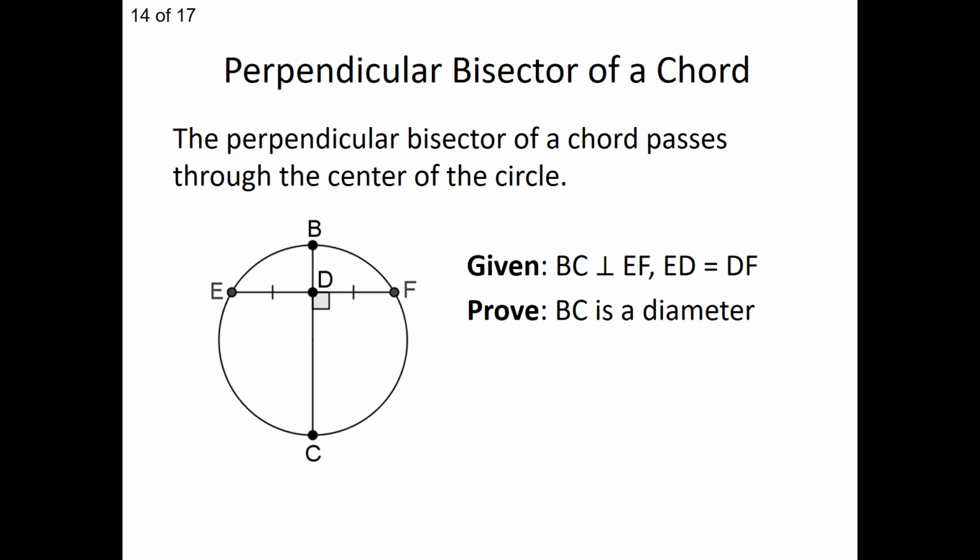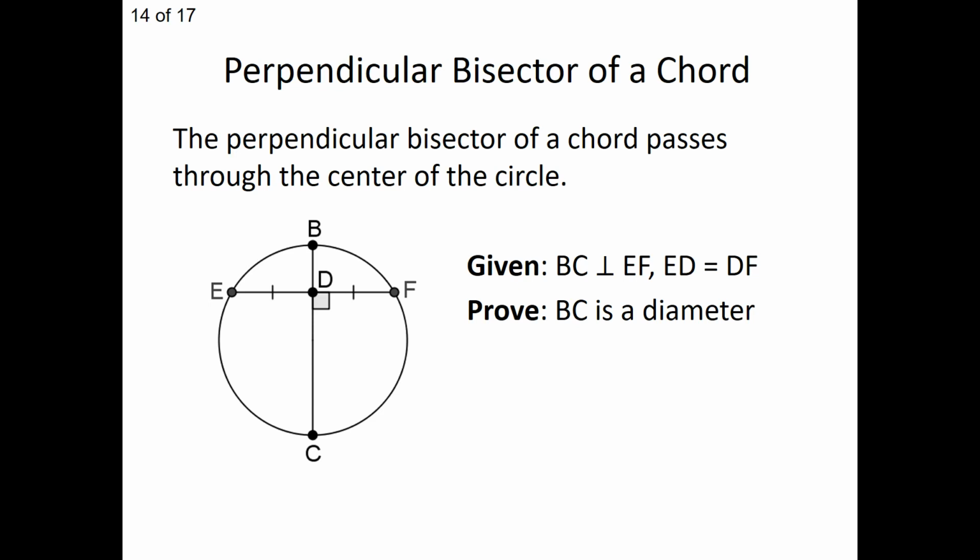What we're going to prove is that the perpendicular bisector of a chord passes through the center of the circle. In other words, let's prove that BC here is a diameter. So it appears that BC is a diameter, however, we really don't know. You'll notice that I took away the center point A. So since center point A is not there, we can't assume that BC is a diameter just by looking at it. What we're going to do is prove that BC is a diameter.